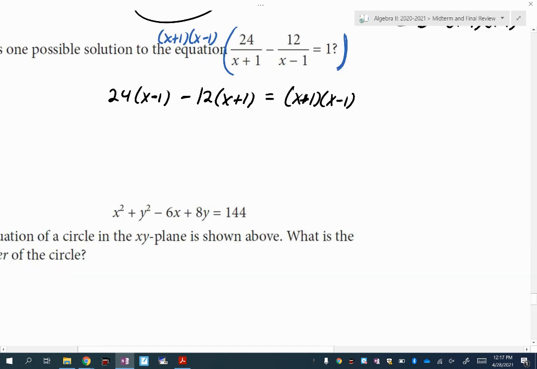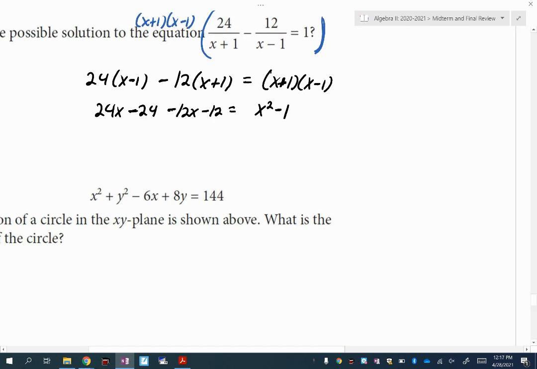All right, so I go ahead and distribute: 24x minus 24 minus 12x minus 12 equals, and then these are actually the factors from the difference of two squares of x squared minus 1. Oh my goodness, another quadratic trinomial. Let's set it equal to 0. I've got x squared here. Let's do some math here. 24x and negative 12x is 12x. Move it over and you get negative 12x. Negative 24 and negative 12 is negative 36. Move it over by adding 36 and you get 35.